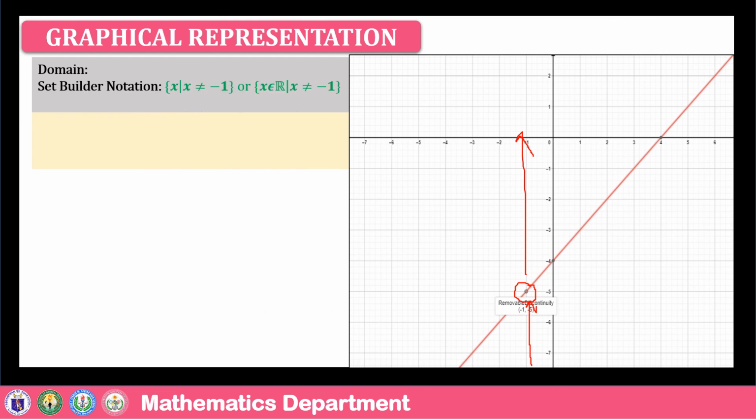Yung domain naman natin ay from negative infinity going to negative 1 and then from negative 1 going to positive infinity.